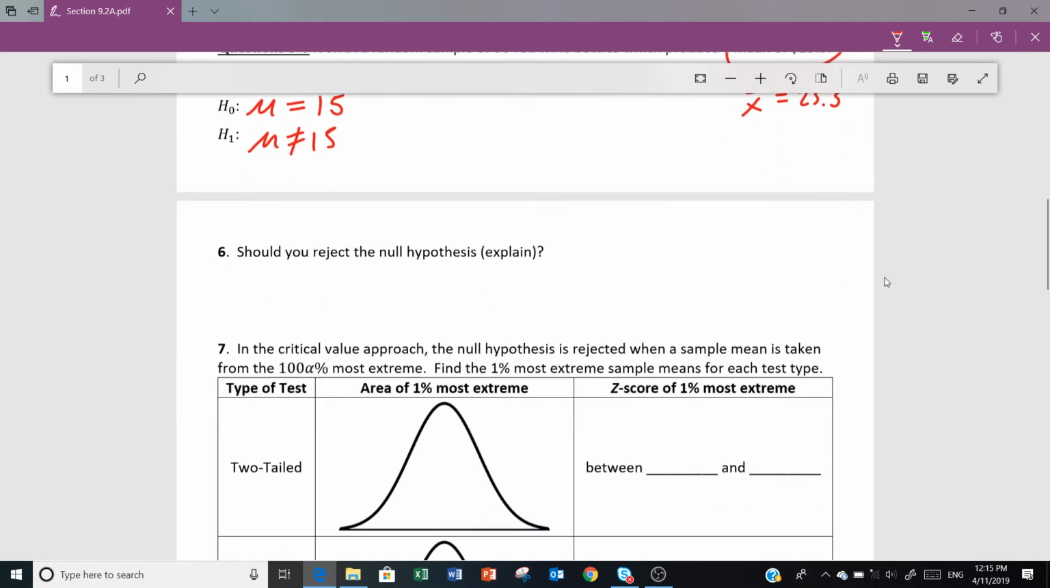Okay, should we reject the null hypothesis? Explain. Think, pair, share. Individually, this is actually an opinion. Look at the information that you have from the top of the page to make your decision whether we should reject the null hypothesis or not.